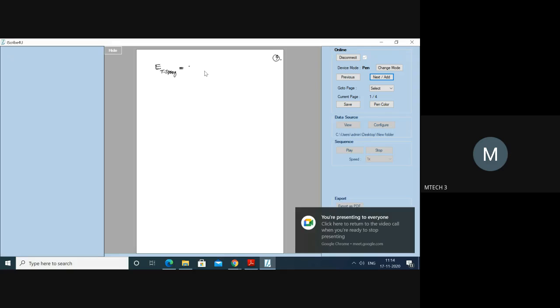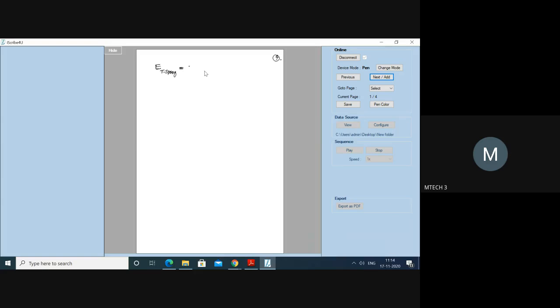What is the energy stored in the spring? E is equal to half into k into x square. Now similarly, what is the energy stored in the torsional spring? Half into k into theta square. Replace x by theta, correct?